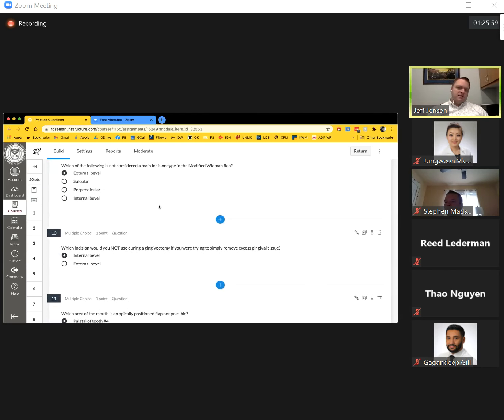Which of the following is not considered a main incision type in modified Widman? So the 3, remember, are you start with the internal bevel, then you do your sulcular, and then your perpendicular. The external bevel is the opposite of the internal as far as your angulation. That's just something to remember, I guess. But external is opposite of internal.